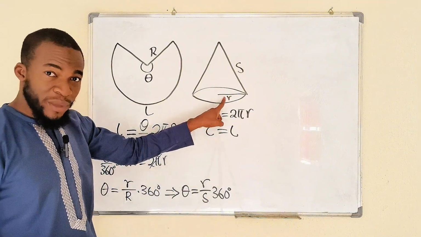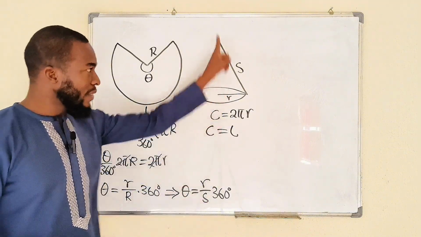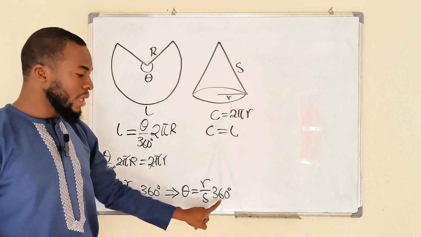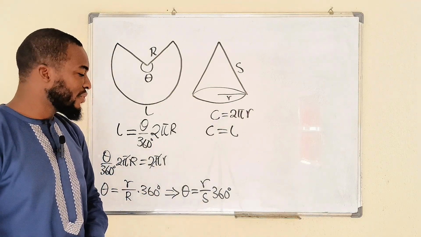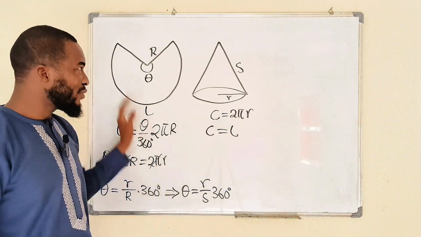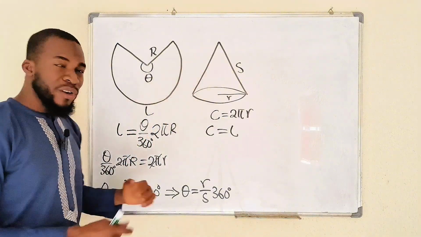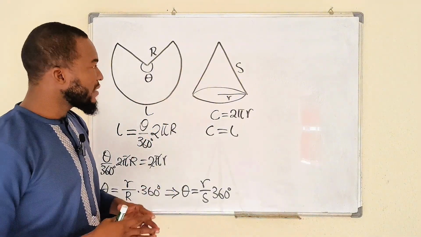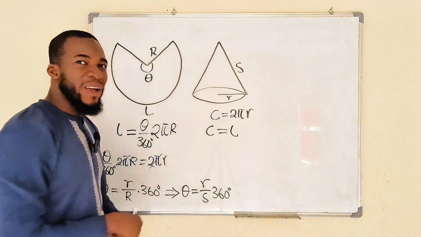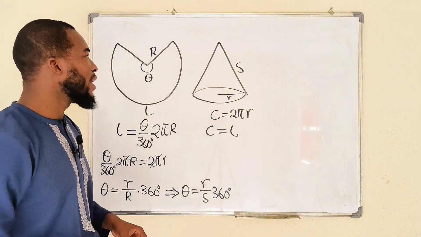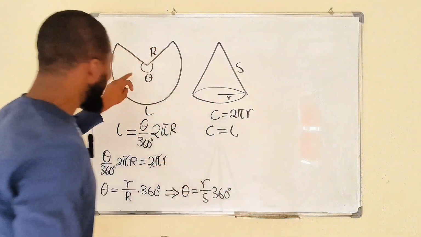Take the radius of the base of the cone, divide by the slanted height of the cone, then multiply by 360 degrees. So this is just the relationship between this and this. That is number one. And the second relationship I would like to establish here is the curved surface area of the cone. I would like to derive that formula. Very important. But let me start here.